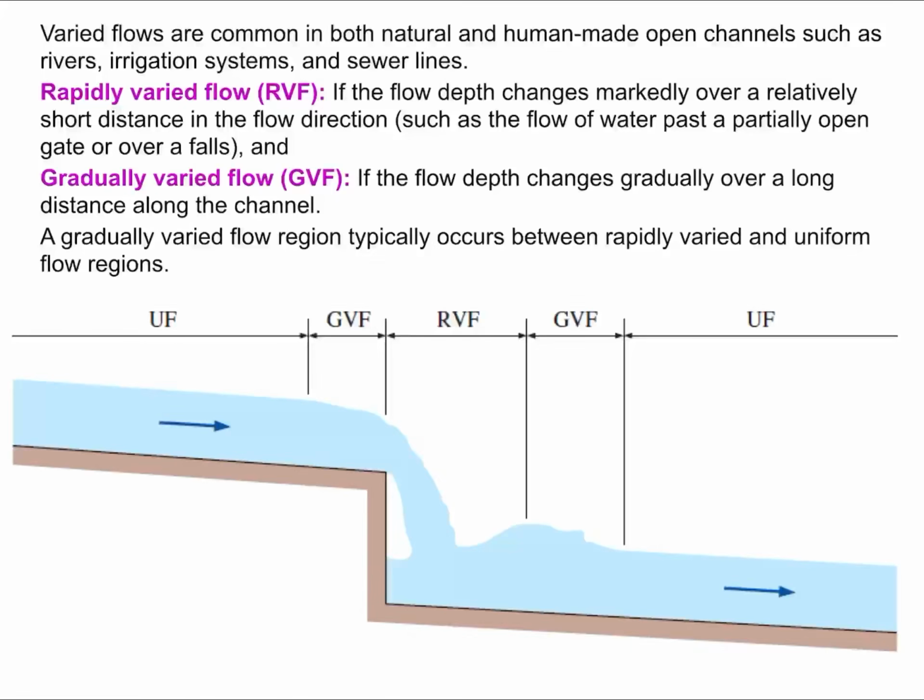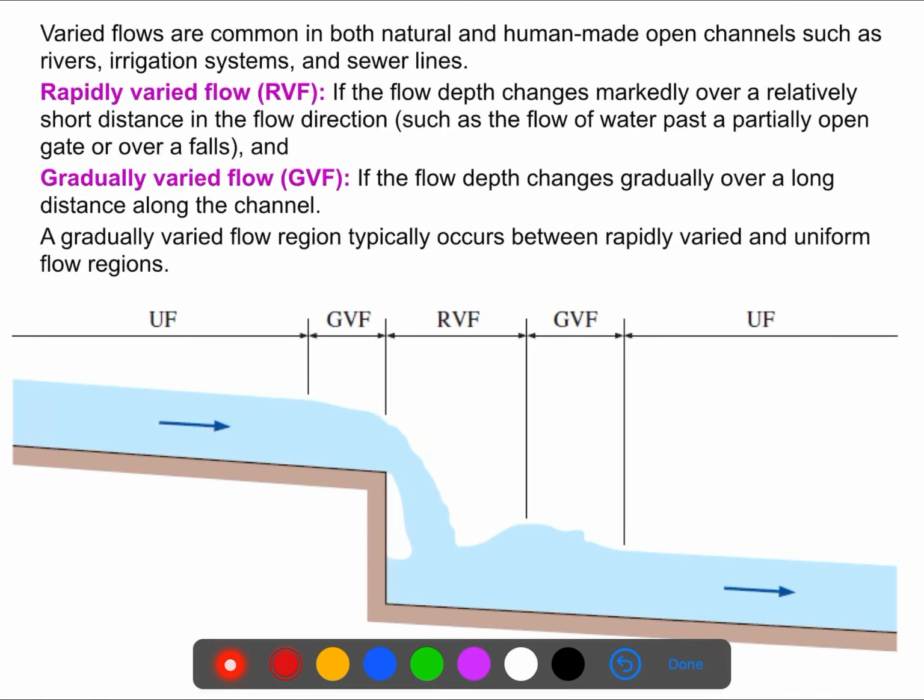All of this, what I mentioned earlier, like the gate, the change of the slope, the cross sections, actually changes the flow depth, and the flow becomes non-uniform. There are some examples you can see, like the river flow, the irrigation system, the sea lines. So in most of the cases it is actually the non-uniform flow.